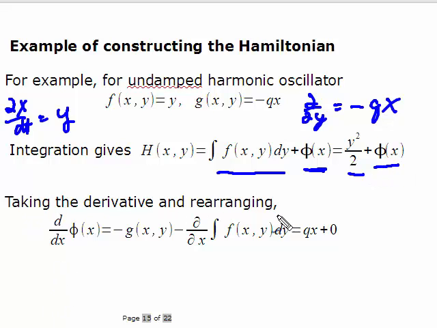Now I'm going to take the derivative and rearrange, so I'll have dphi by dx equals minus g, which was minus this, so it's going to be qx minus the partial with respect to x of y squared over 2. Well, y squared over 2 doesn't have any x dependence, so that's all we have. The derivative of phi with respect to x equals qx, and we can integrate that.